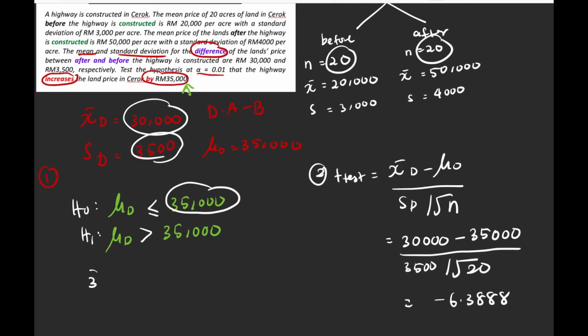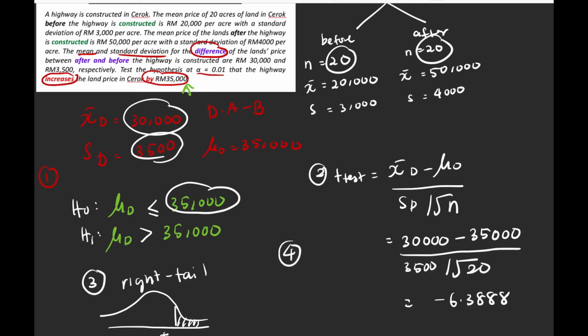Right? So for step number 3, it is one tail or two tail? One tail. Right or left? Right. So it is a right tail. Positive. Okay, you can find on yourself step number 3, number 4, and number 5.